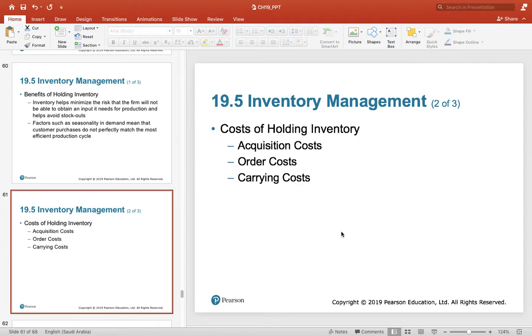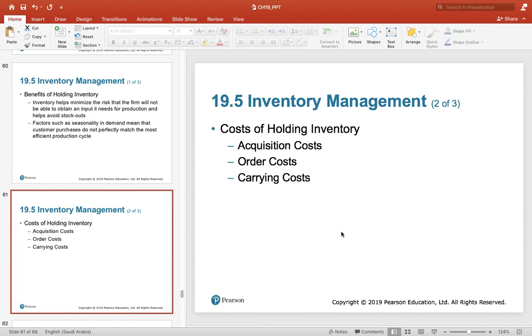Every time you put a new order, you have to spend some money. So that is called ordering cost. Like a purchasing manager is there, he's taking salary, he's calling the supplier, and the supplier is taking some time, making the kind of arrangements. All these are ordering costs.